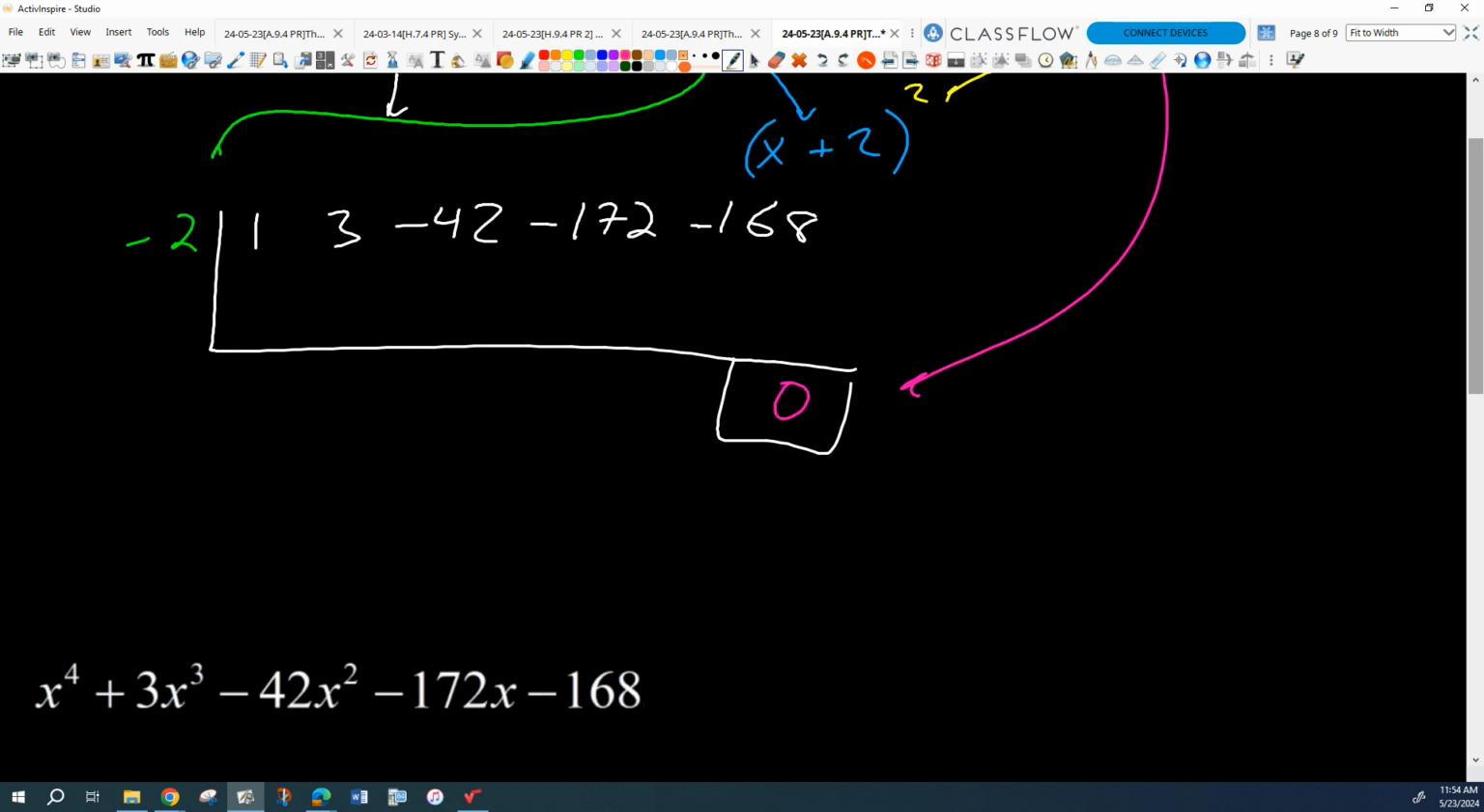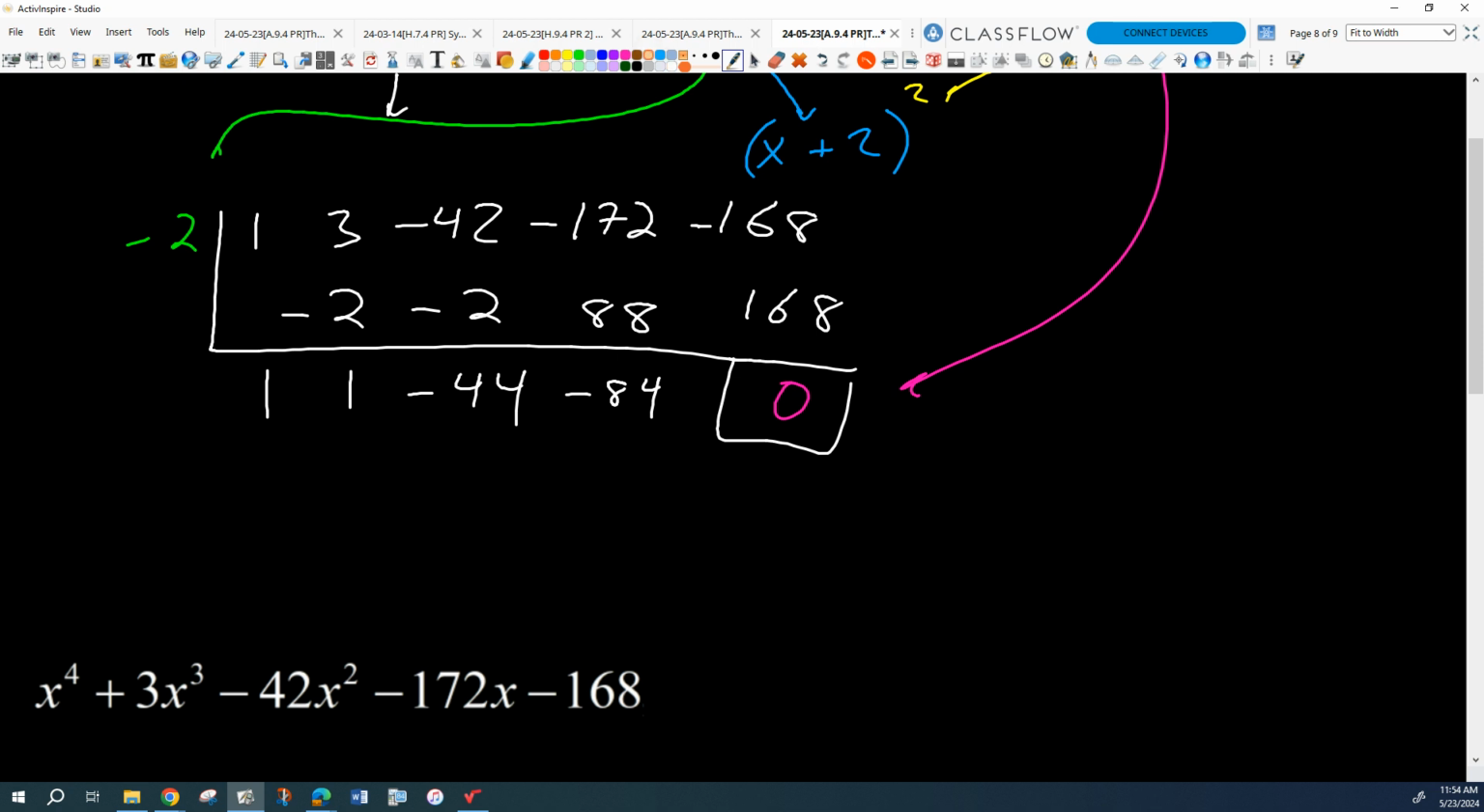I bring the 1 down. 1 times negative 2 is negative 2 plus 3 is 1. Negative 2, negative 44. 88 gives me negative 84, which gives me positive 168, which gives me 0. Okay, so it worked once. But the multiplicity is 2, so what can I do?